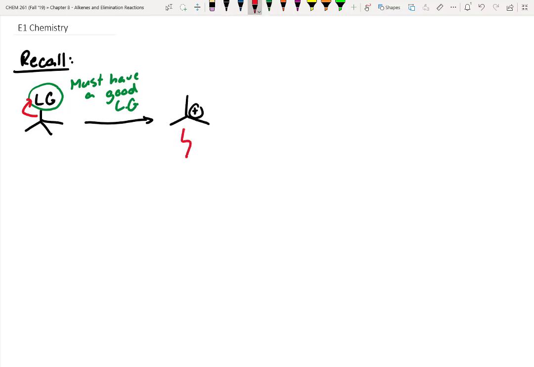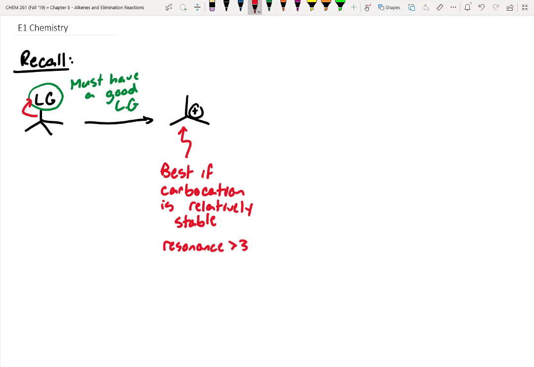And then the second thing to pay attention to, it is best if the carbocation is relatively stable. All right, what's the best stability a carbocation can have? Okay, so resonance is better than tertiary, which is better than secondary, and that's way, way, way better than primary, to the point where primary carbocations just generally aren't even formed at all. What else do we need to watch out for? What can happen if we form a secondary carbocation? Yeah, watch out for rearrangements.